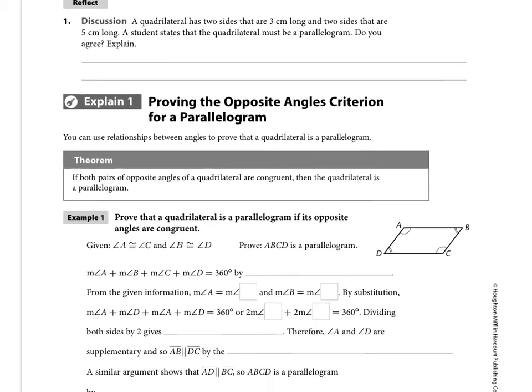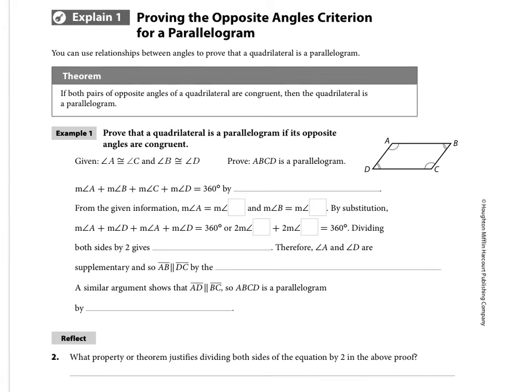Now this time we have a paragraph proof that we're going to be filling in here as we go. So we're going to start with, given that angle A is congruent to angle C and angle B is congruent to angle D, and you can see that they've marked those on the diagram as givens, we are going to prove that it's a parallelogram by only knowing this information about angles. So let's fill in the paragraph proof as we go here. First off, we know that the measure of angle A plus B plus C plus D has to equal 360, and the reason for that is because we have the polygon angle sum theorem.